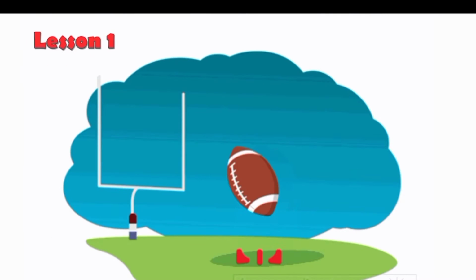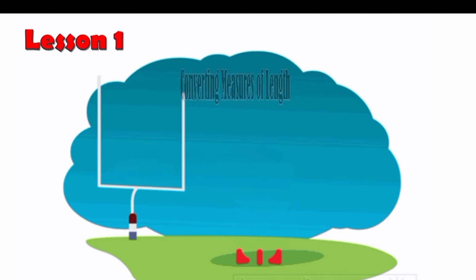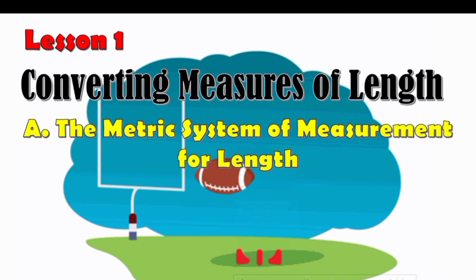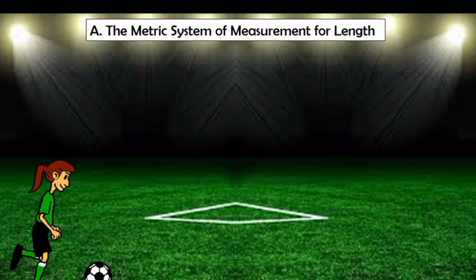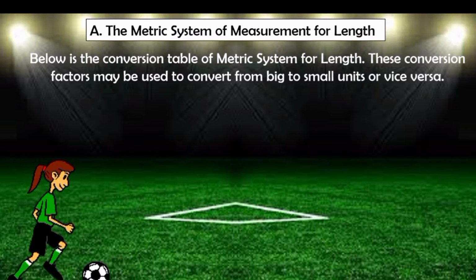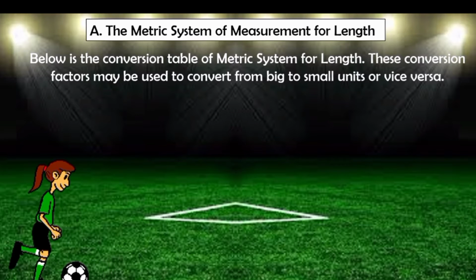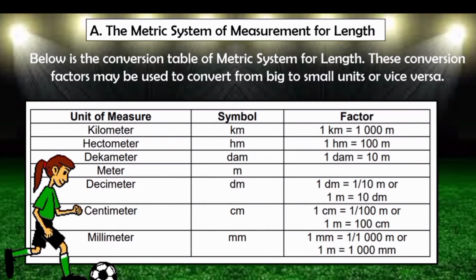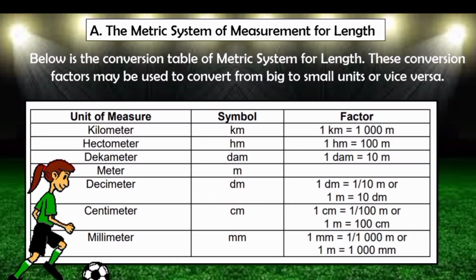Now let's proceed to lesson number 1. Converting measures of length. We have the metric system of measurement for length. Below is the conversion table of the metric system for length. This conversion factor may be used to convert from big to small units or vice versa. Now let's analyze the conversion table.